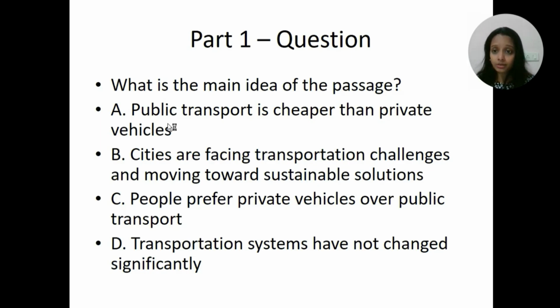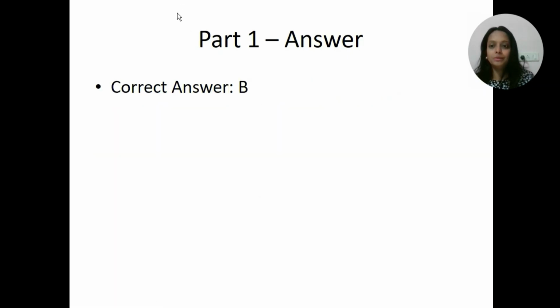If you check option A, it's too narrow, right? Only talks about cost. Option B matches the full idea. Option C, only one part of the passage. Option D, this is completely wrong. So now you know the correct answer is option B. Okay, so remember the key lesson. You are not choosing the familiar answer, you are choosing the most complete answer.